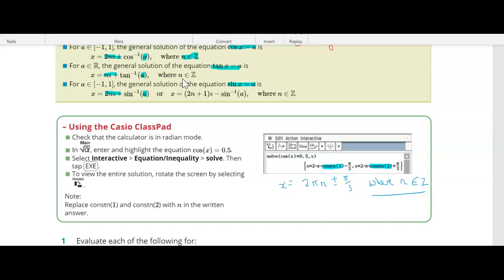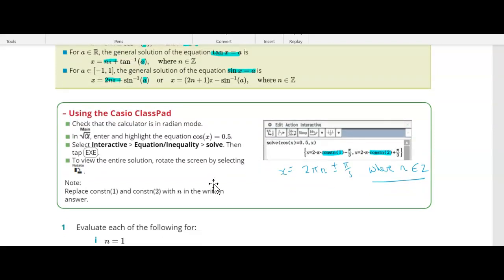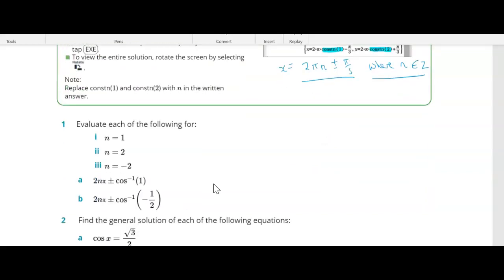If you've got your solution in terms of n, you can use any other letter. If you use k, then you just got to say where k is an element of z, whatever. But you do need to put the where n is an element of z on there, or k is an element of z. You can't leave it just like this. You need to say what n represents, and it represents an integer. And z is all integers, including 0.